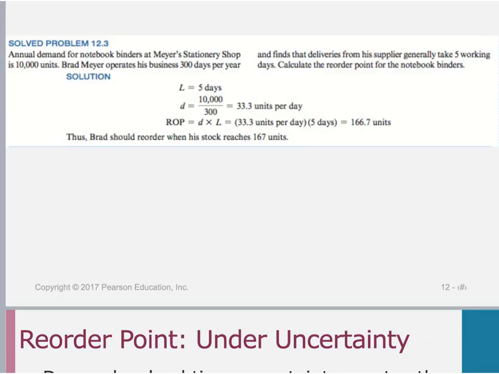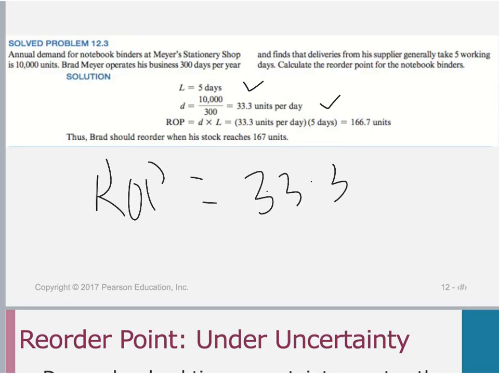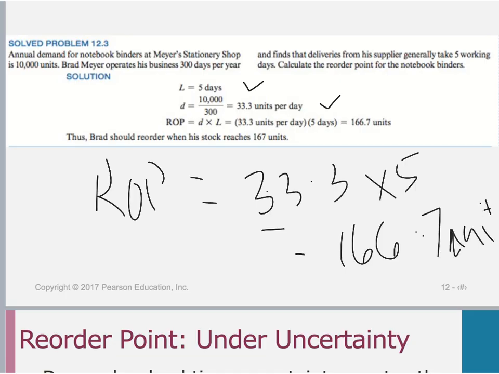And then here's a quick example. Annual demand for notebook binders at Myers Stationery Shop is 10,000 units. Brad Meyer operates his business 300 days per year and finds that deliveries take 5 days. What's the reorder point? Our lead time is 5 days and our demand is 33 units per day, which is 10,000 divided by 300. So my reorder point is 33.3 times 5 days, which gives me roughly 167 units, or 166.7. So when I hit 167 units, it triggers an order.